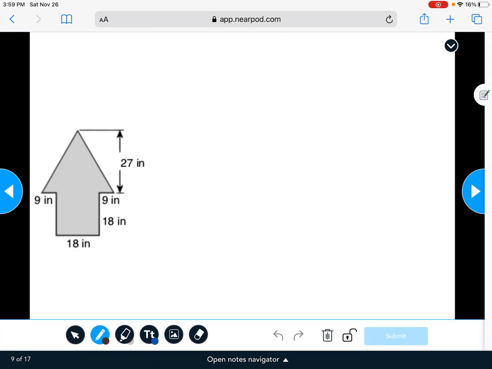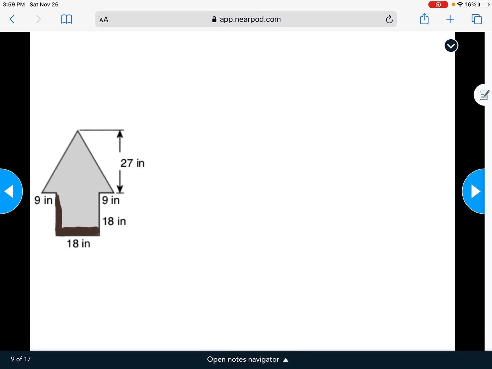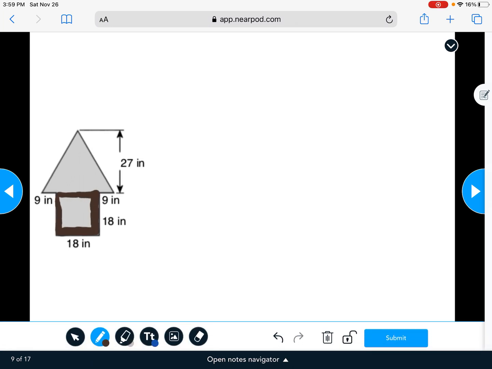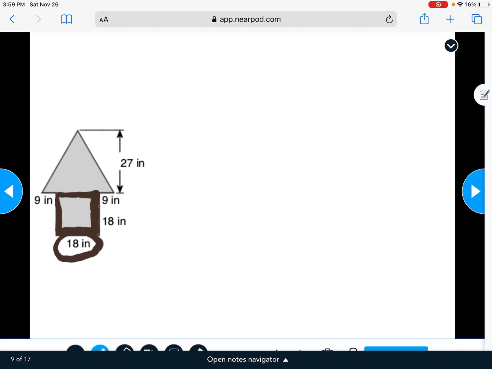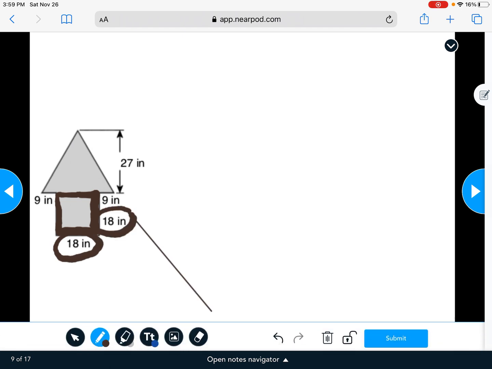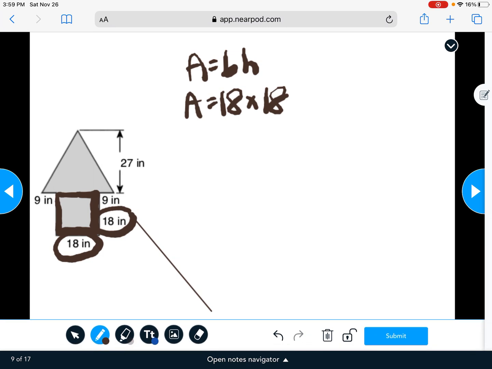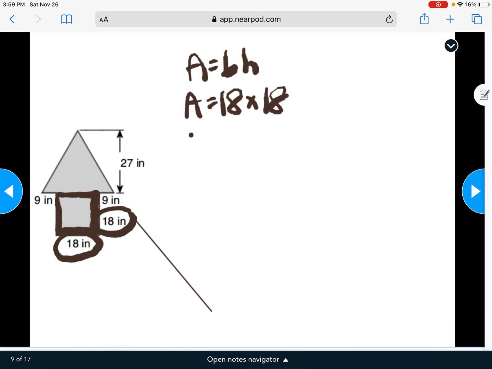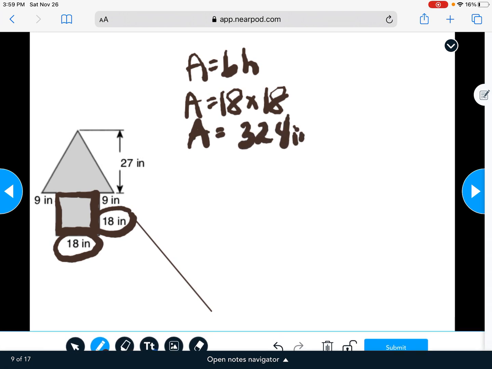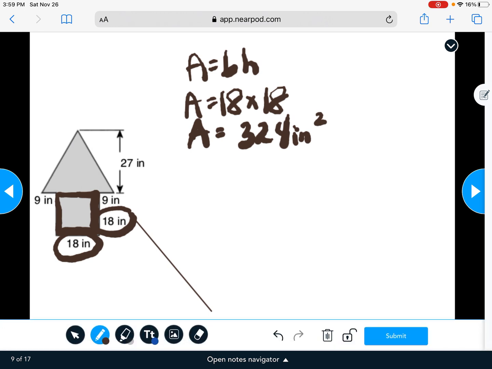All right, let's take a look at this arrow. So the arrow, looking at the rectangle here first, I see that it has a base of 18 and a height of 18. So area is base times height, 18 times 18 gives me 324 square inches. Excuse my sloppy handwriting.